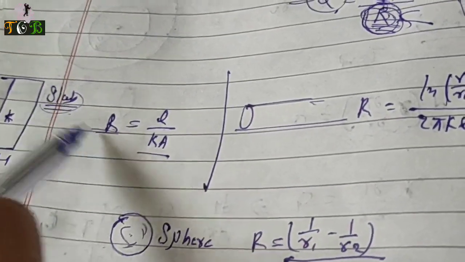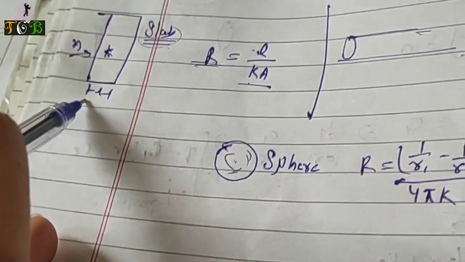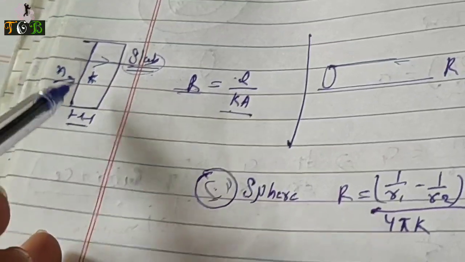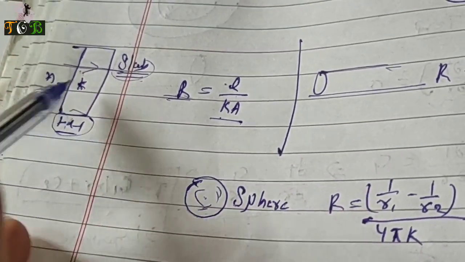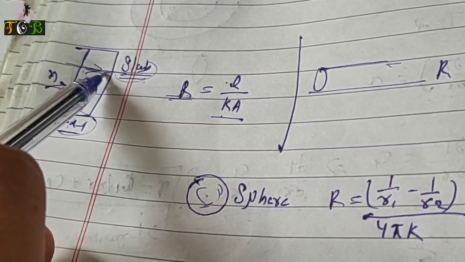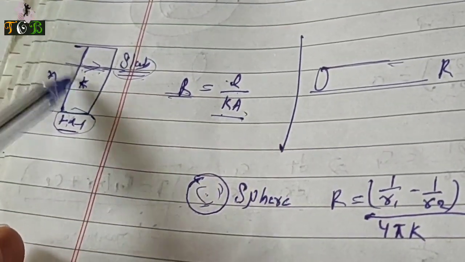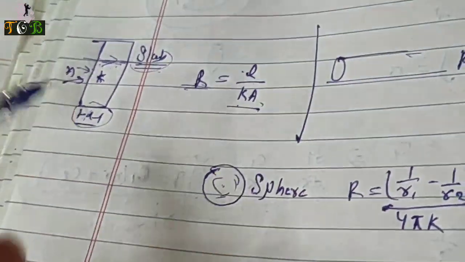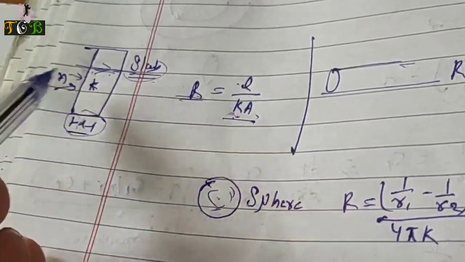So for a slab, you have to remember that the value of R is L by KA, where L is the length. If heat is transferring in this direction, then the length L will be along the heat transfer direction, and the area will be this surface area over here. And K is the conductivity.